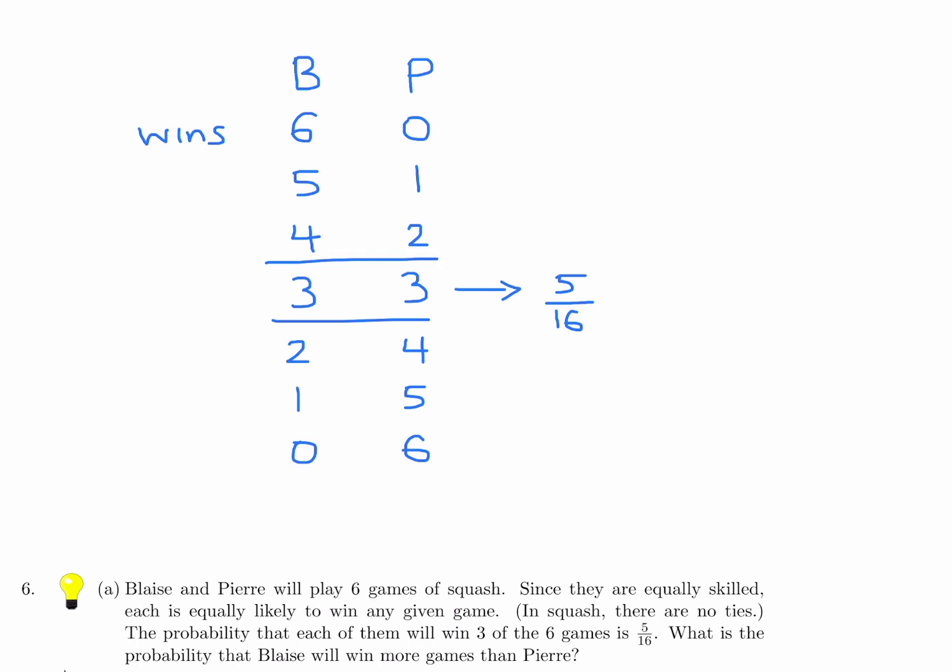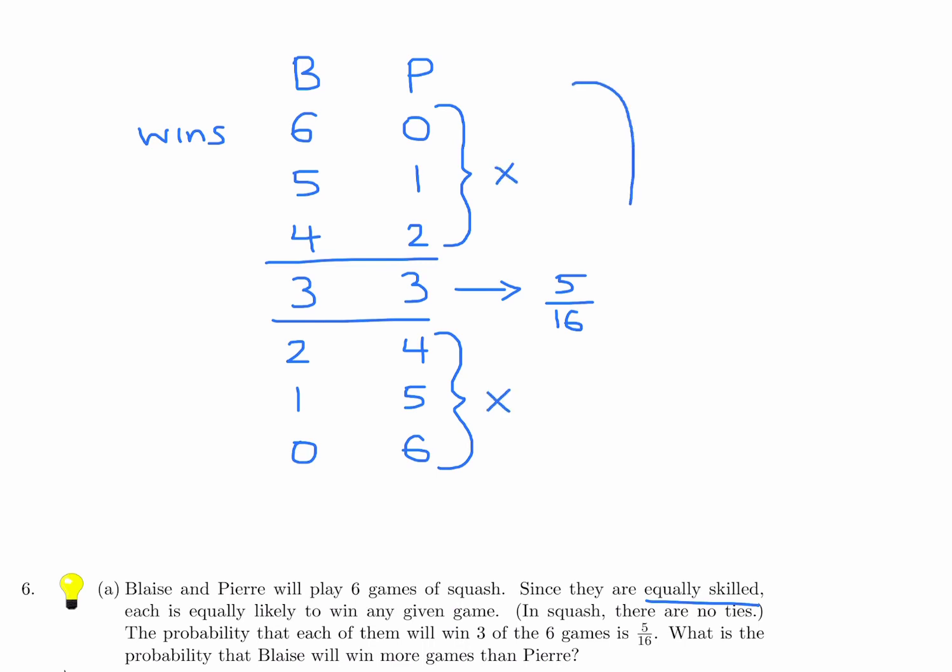Okay, well, we are interested in these ones, and the reason is because these are the ones where Blaise wins more games than Pierre. So either 6-0, 5-1, or 4-2. Because of this very important point, they are equally skilled and each is equally likely to win any game, the probability of these 3 happening is the same as the probability of these 3 happening. So if this is X, this is also X.